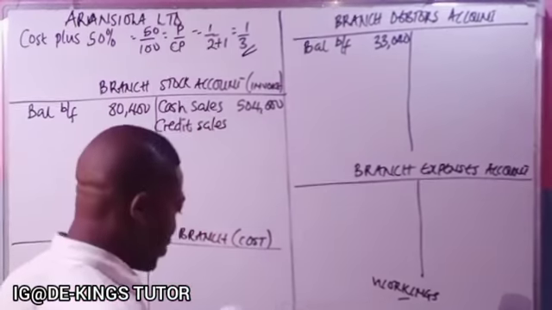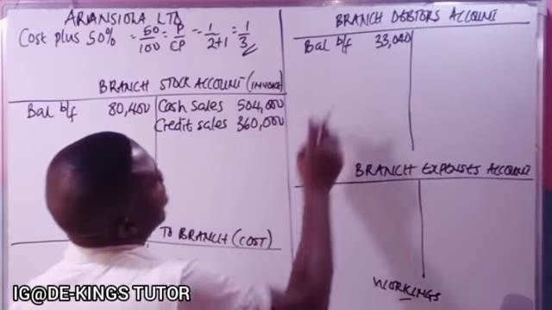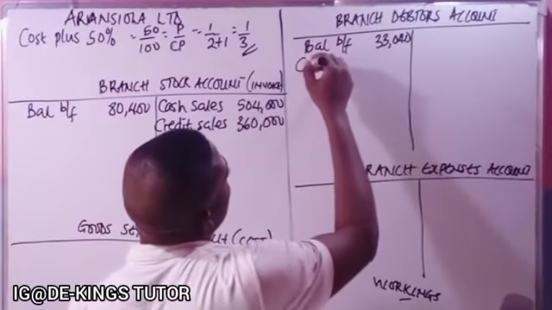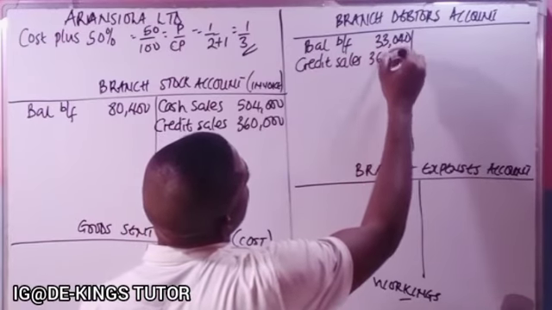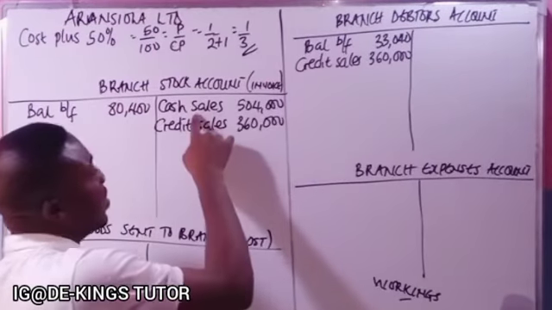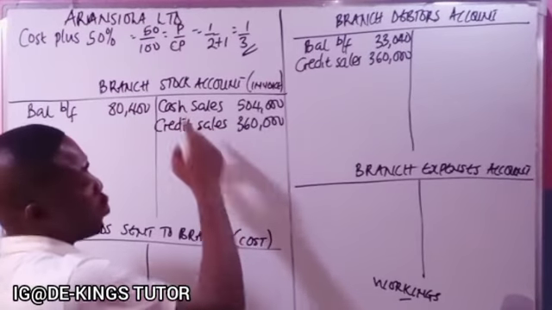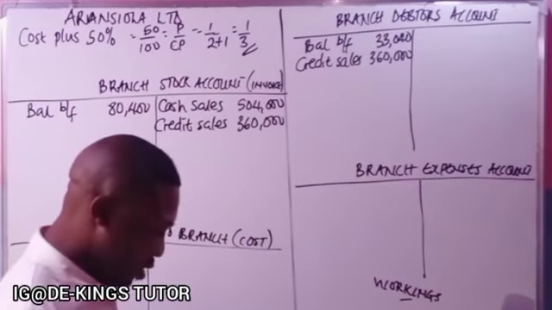The credit sales, 360,000, and the branch debtors will come here also as credit sales, 360,000. Now, remember this also has its double entry. It's supposed to go to the cash book, but we are not required to prepare the cash book, so that is why we didn't do that.